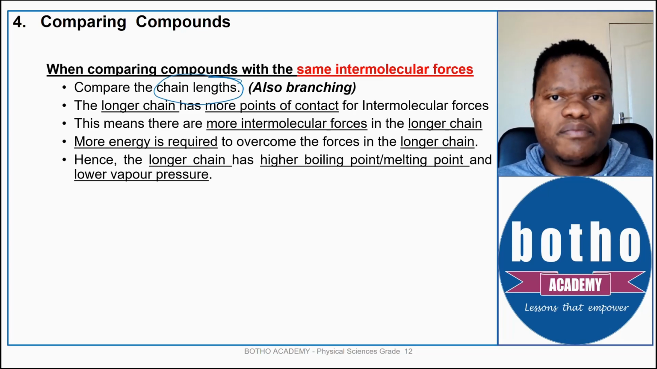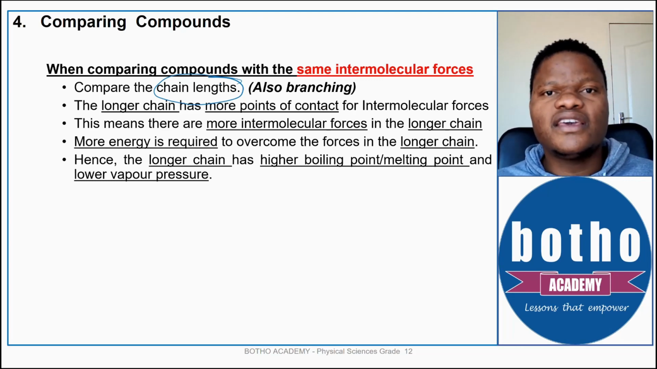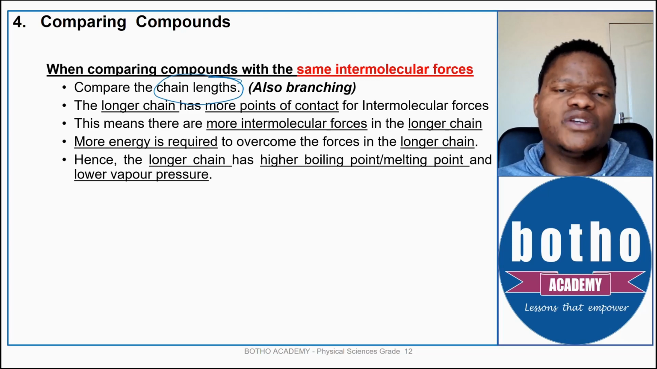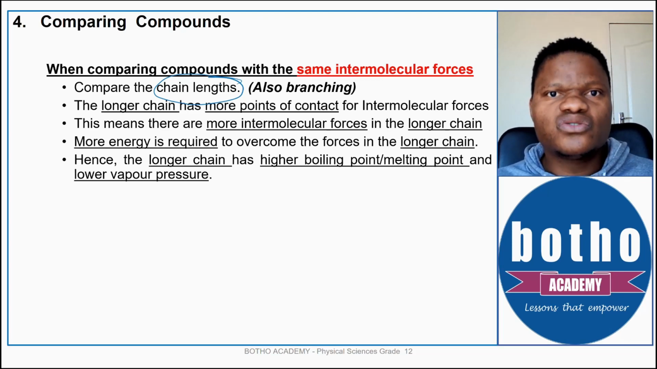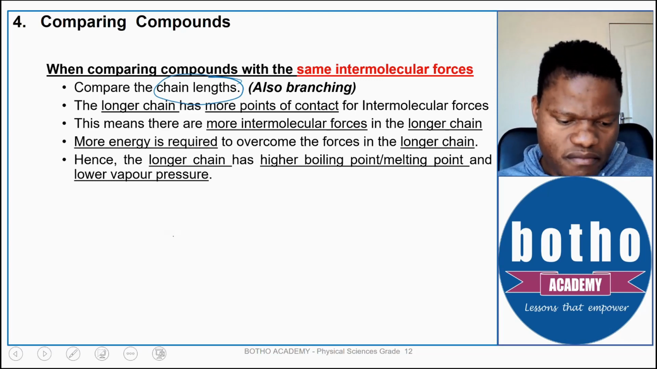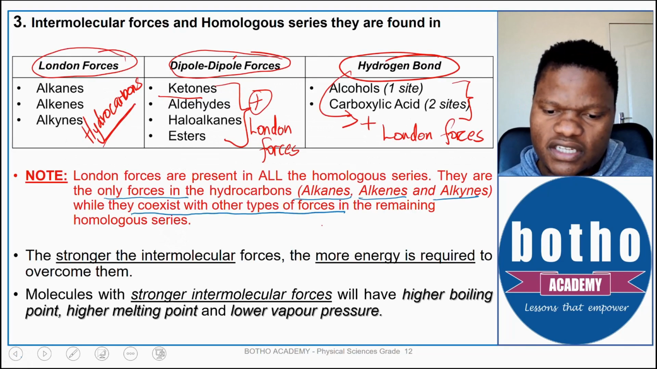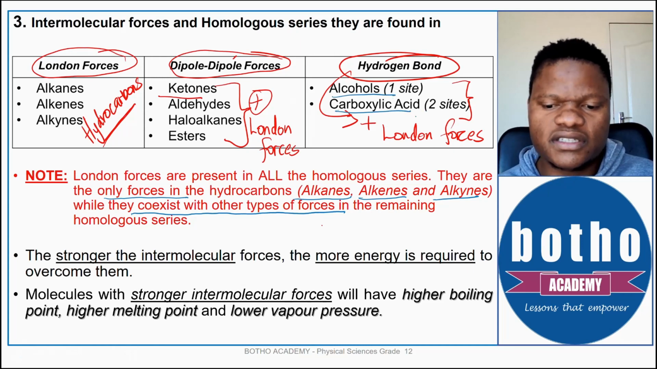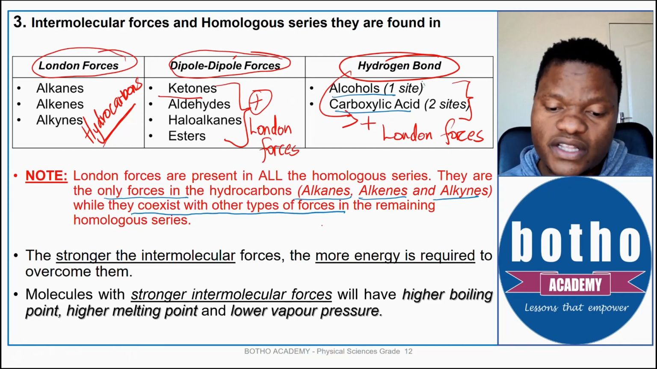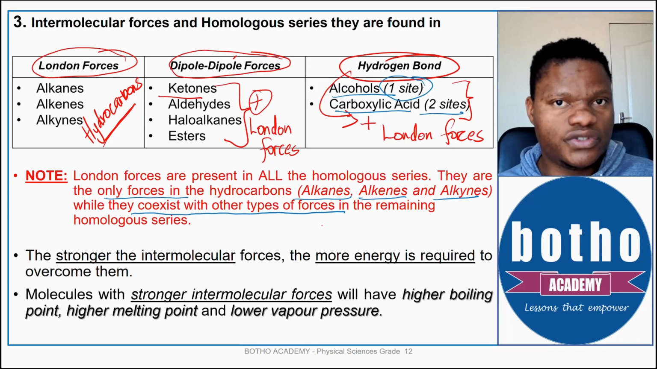Now, there's a special type of comparison that exists between the carboxylic acids and the alcohols. Let's say, for instance, you're dealing with propanoic acid together with propanol. Both of them have hydrogen bonds. But if you saw in the previous slide, here's an alcohol, here's a carboxylic acid. In the alcohols, there's only one site for the hydrogen bond, whereas in the carboxylic acid, there are two sites.